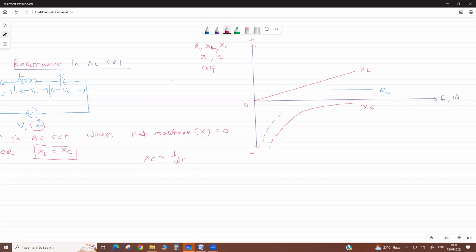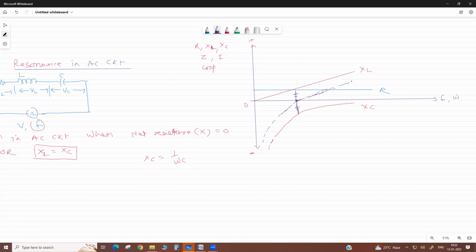Now at a particular value, this difference becomes 0. At this particular frequency, capacitive reactance and inductive reactance are equal. The net reactance is 0. Then if we further increase the frequency, it becomes inductive.